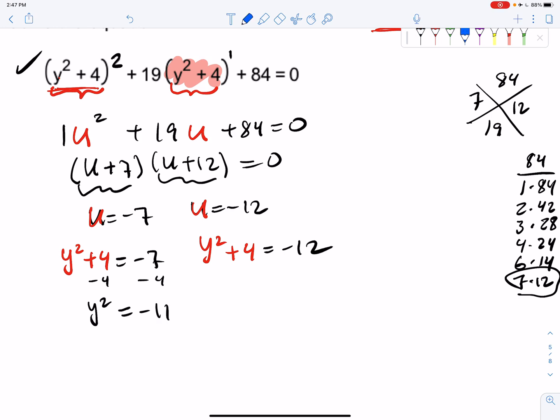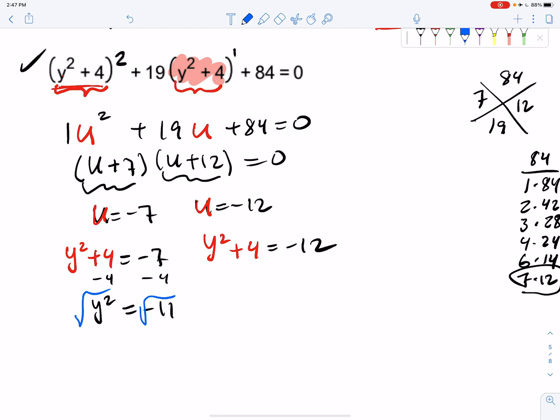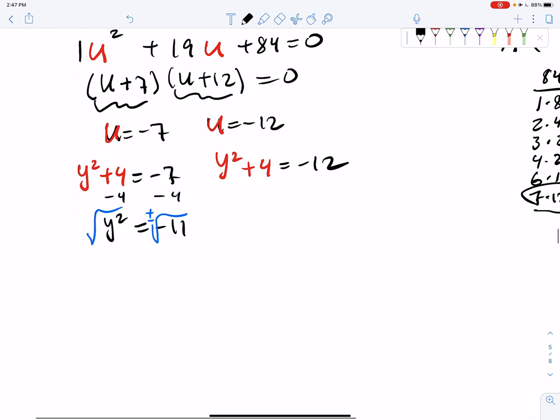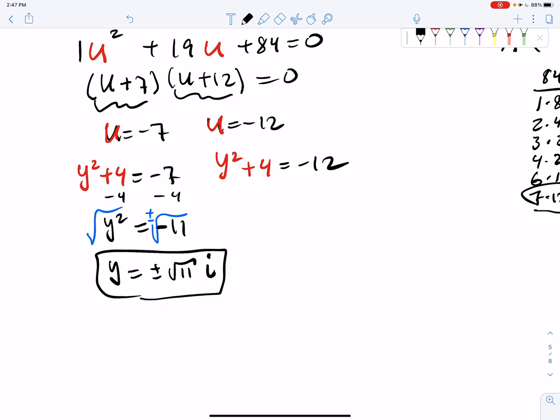And how do we solve that? We square root both sides, and we don't forget plus or minus. So we now get y equals plus or minus the square root of 11. The square root of 11 is not going to simplify. However, a negative under the radical could be written as an imaginary number. So there's my first two answers.